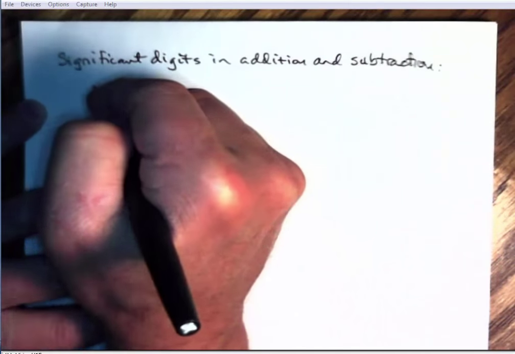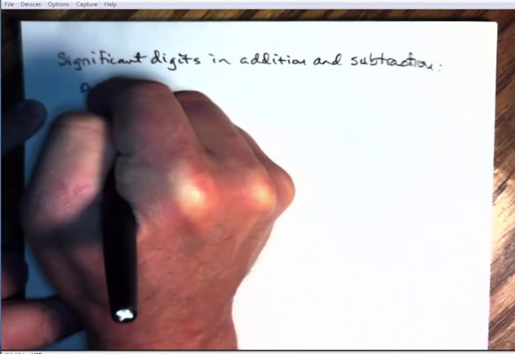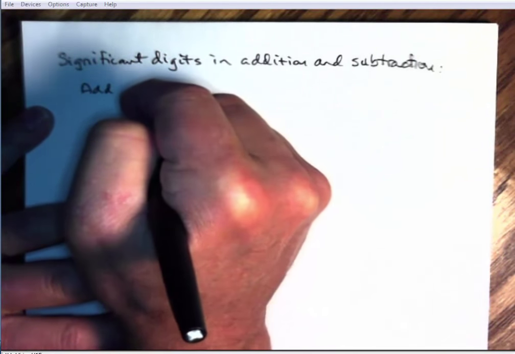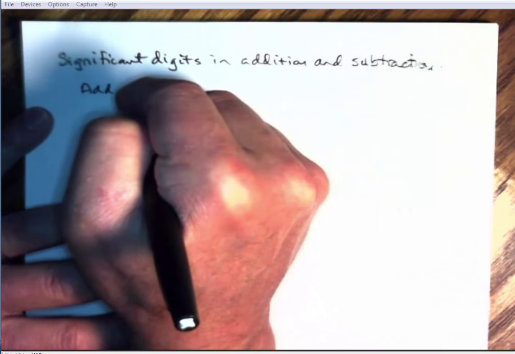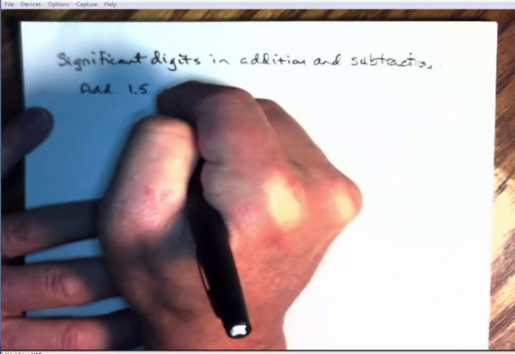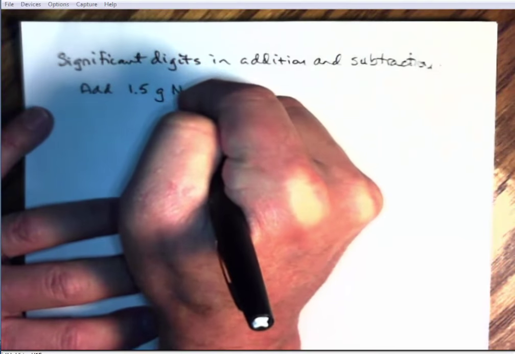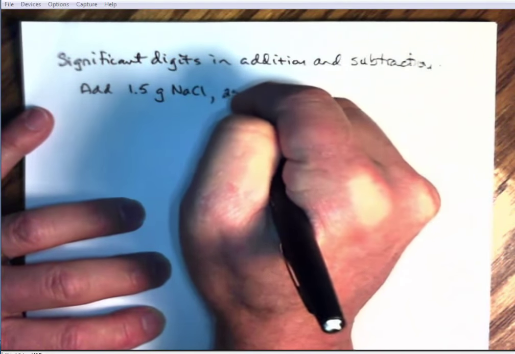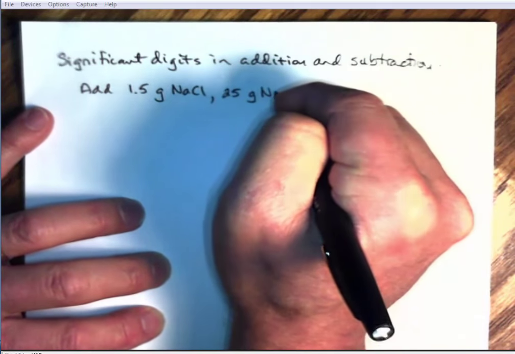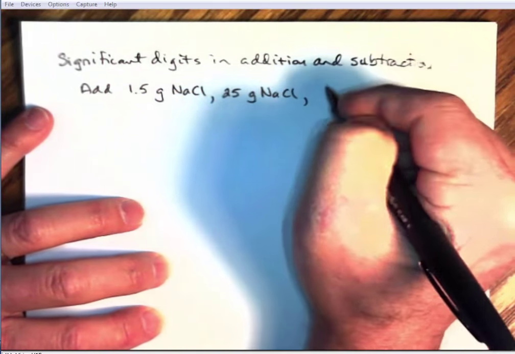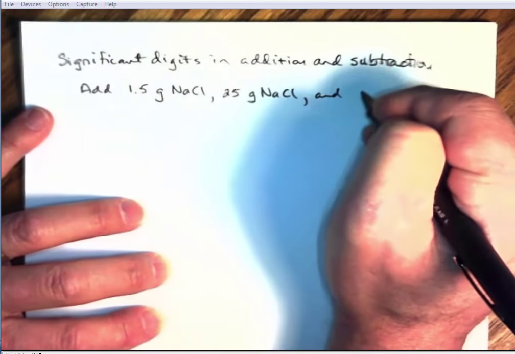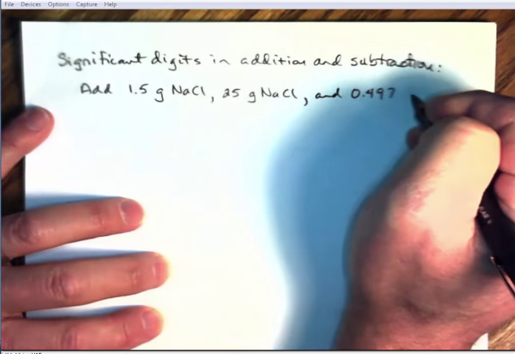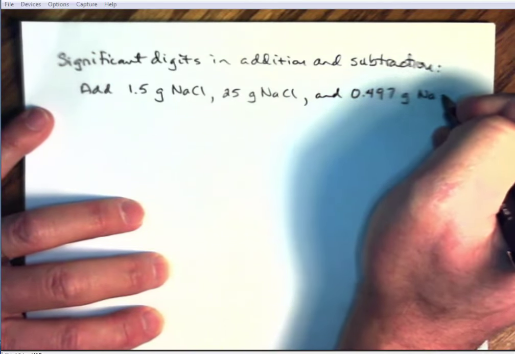So let's add these numbers. We were using table salt. Let's say we were in our lab recently. So let's say I have 1.5 grams of sodium chloride, which is table salt. And we're going to add that to 25 grams of table salt, and add that also to 0.497 grams of table salt. Okay?